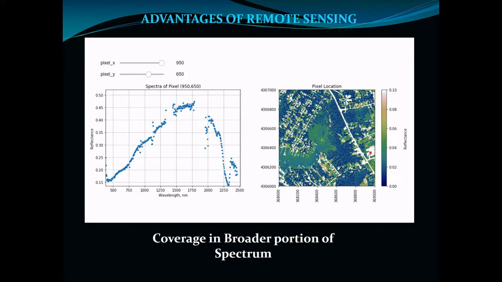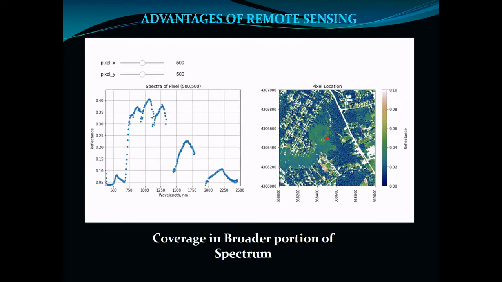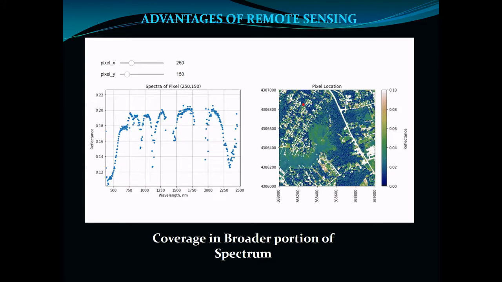Another advantage is that you have coverage of the data in a broader portion of the spectrum. You have coverage in the visible part of the spectrum, and you may have the near infrared or thermal regions. For example, from 500 nanometers to 2500 nanometers, you can have the spectral data, the reflectance values. So you can have this spectral graph as well as the image, and from that you can interpret different types of features. So broad spectrum coverage is possible in satellite data.